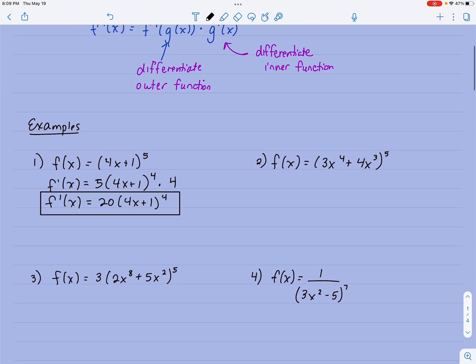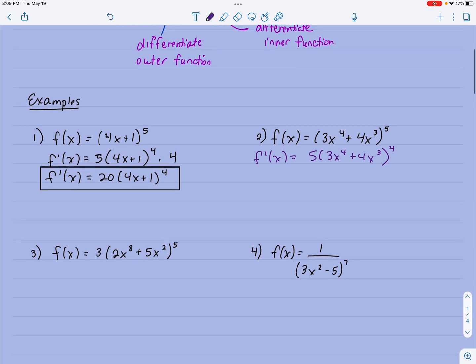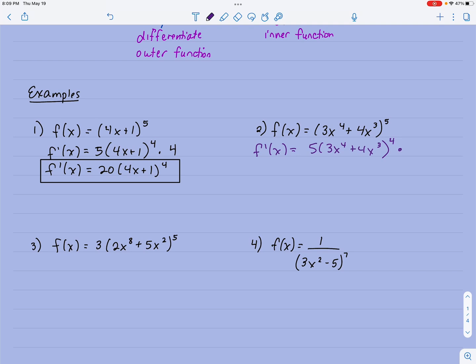All right, so here's another example. So just start with the outer function, the 5 on the outside. Bring that out in front, just like before. I'm leaving the inside function alone for now, but it's getting raised to the 4th power because you always decrease it by 1. But now you have to multiply by the derivative of the inner function, which is what's in parentheses. So that's going to be 12x to the 3rd plus 12x to the 2nd.